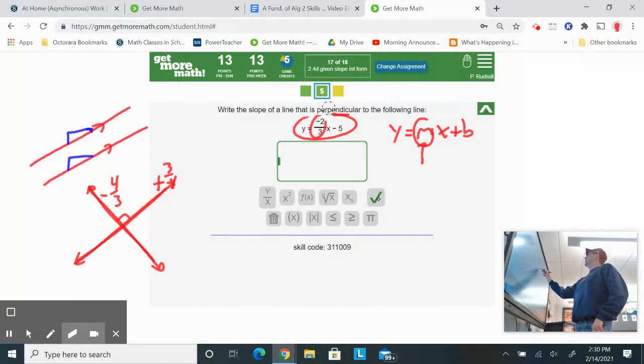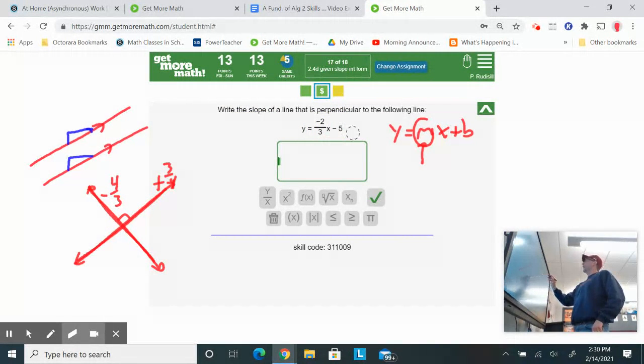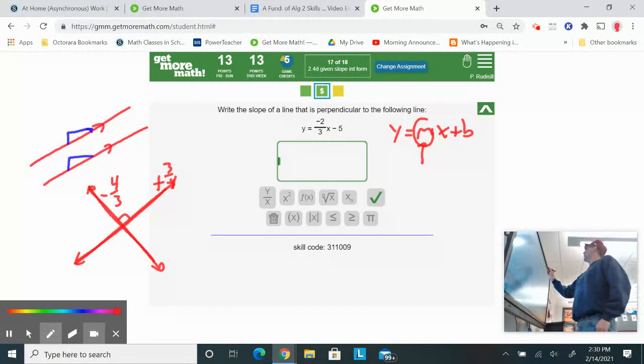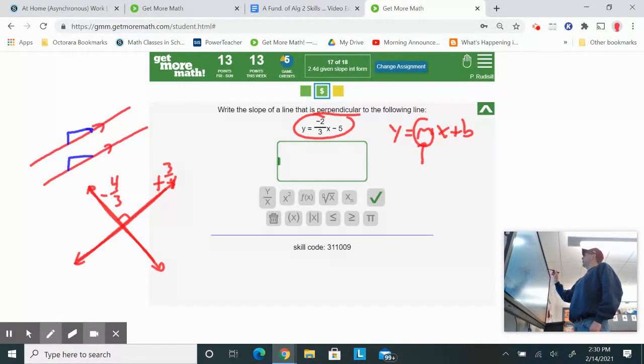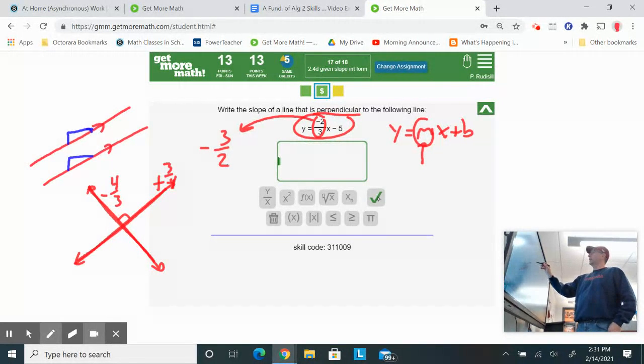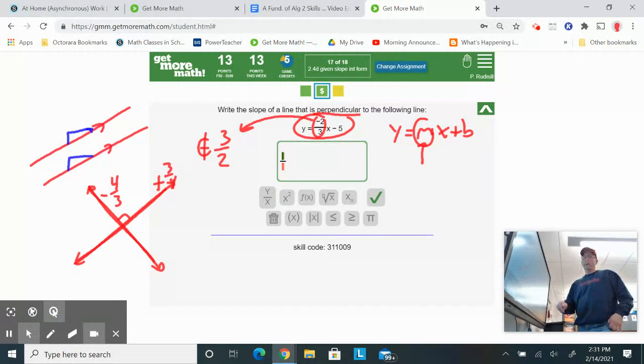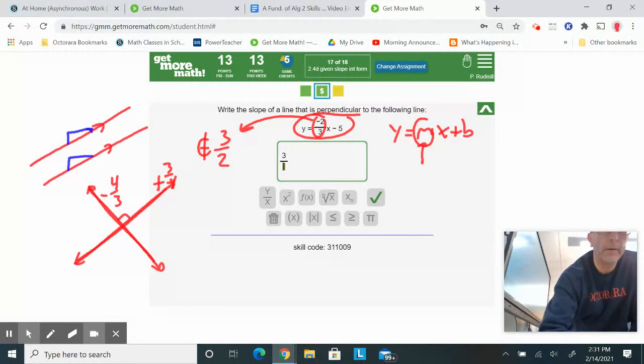And we'll do one more yet. This one asks for a line that's perpendicular to this equation here. When I graph that equation, I have a slope of negative 2/3. So to be perpendicular, I need the reciprocal. The reciprocal of negative 2/3 is negative 3/2. But I need its opposite. So that becomes a positive 3/2. So I need to tap in here 3/2.